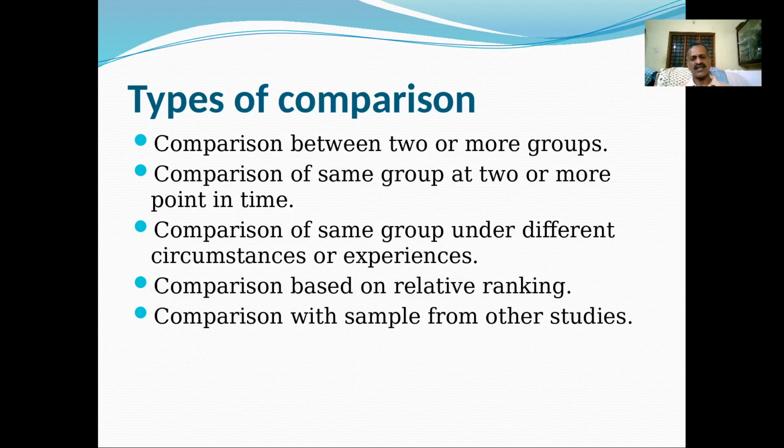The comparison can also be based on relative ranking. We rank a particular person, and according to the relative ranking we can compare persons or groups. Another is comparison with samples from other studies: we compare the samples of our study with the samples from other studies. So these are the different types of comparison we can make. According to the type of comparison, the design of the study varies.